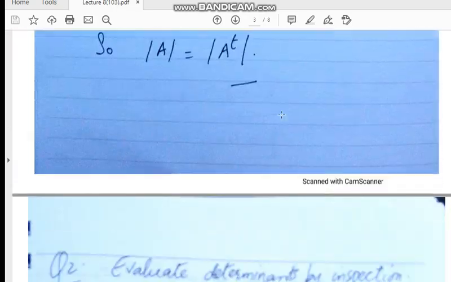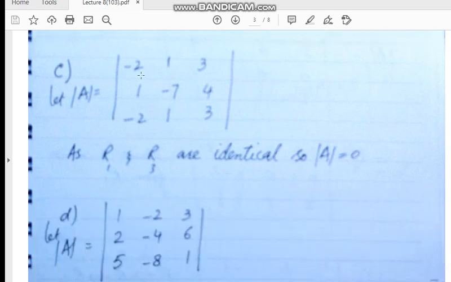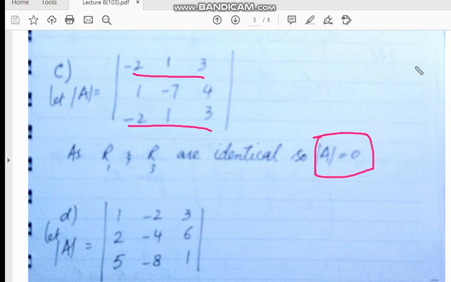If you have noticed, in part C, row 1 and row 3 are identical. Row 1 is minus 2, 1, 3, and row 3 is also minus 2, 1, 3. So if two rows or columns are identical, then their determinant is equal to 0. So its determinant is directly equal to 0.